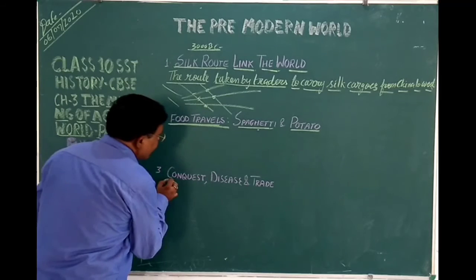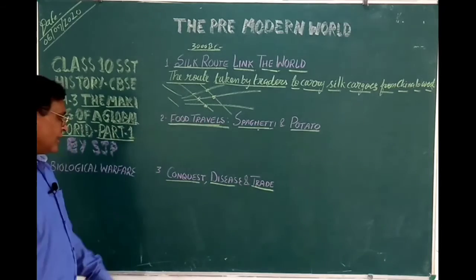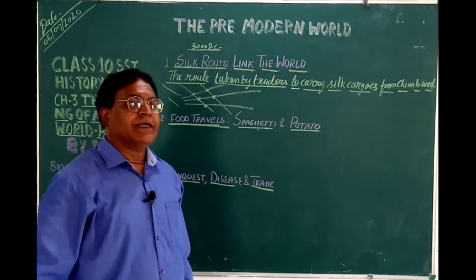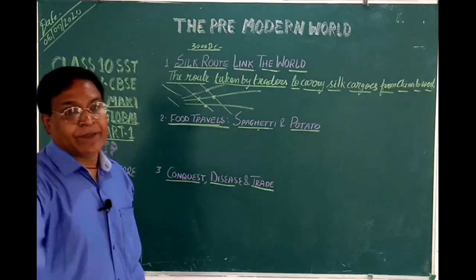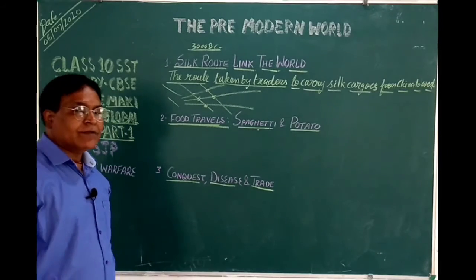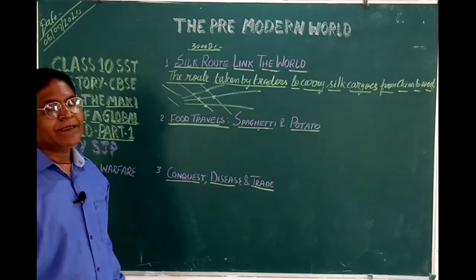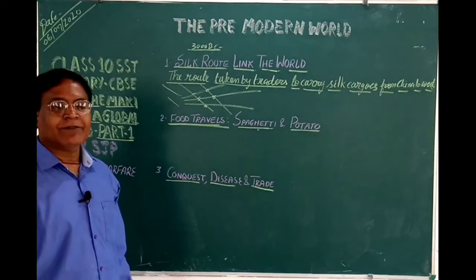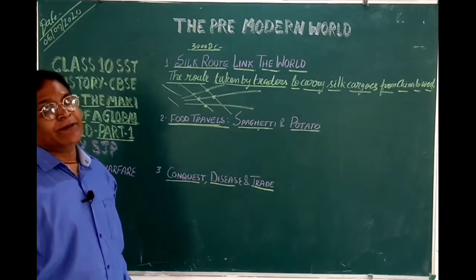The topic is conquest, diseases, and trade. In this topic, we will try to understand how people started conquering different territories, different areas, and what weapons they used, and what policy they used. Children, you know very well that the pre-modern world totally shrank in the 16th century, and after that European peoples took interest in trade, and they also discovered trade routes.